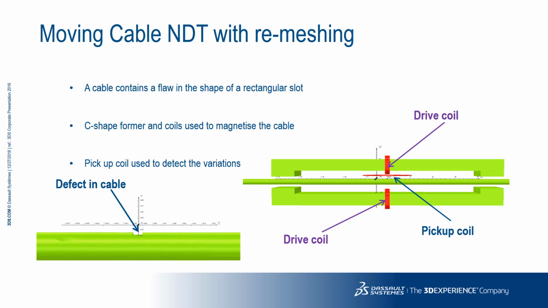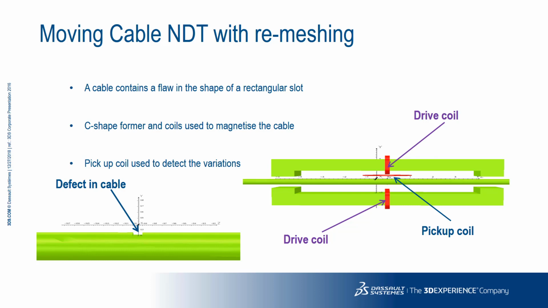In the previous example, we were looking at the design of a PIG in order to fully magnetize the pipe wall. We didn't look at the signal generated by a flaw. If we want to look at this in detail, we need to incorporate the flaw in the model and include its motion through the detection system. To demonstrate a simple setup for this type of NDT analysis, we use a moving cable with a rectangular defect.